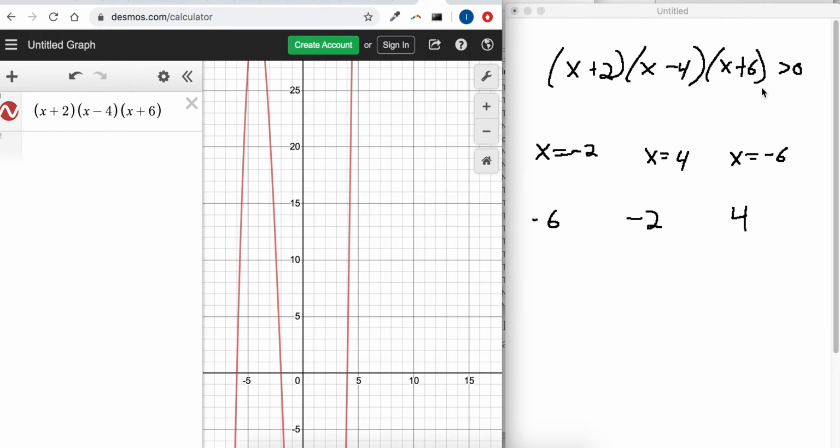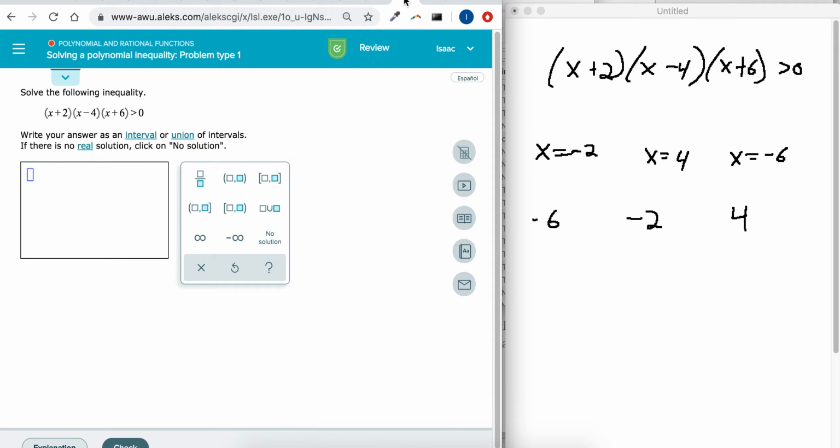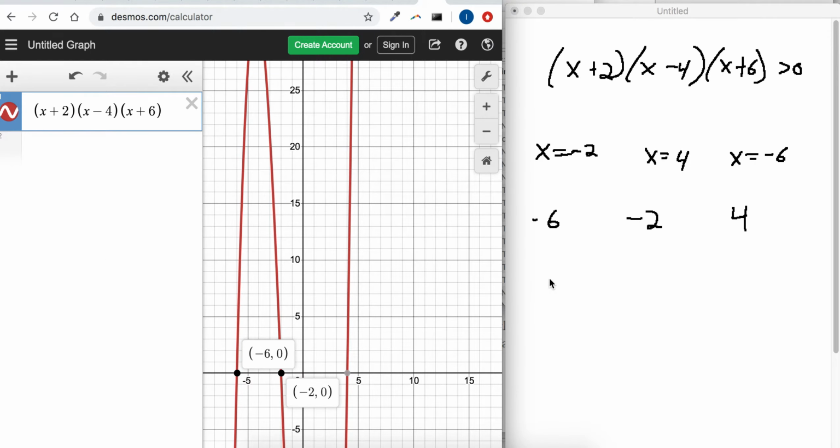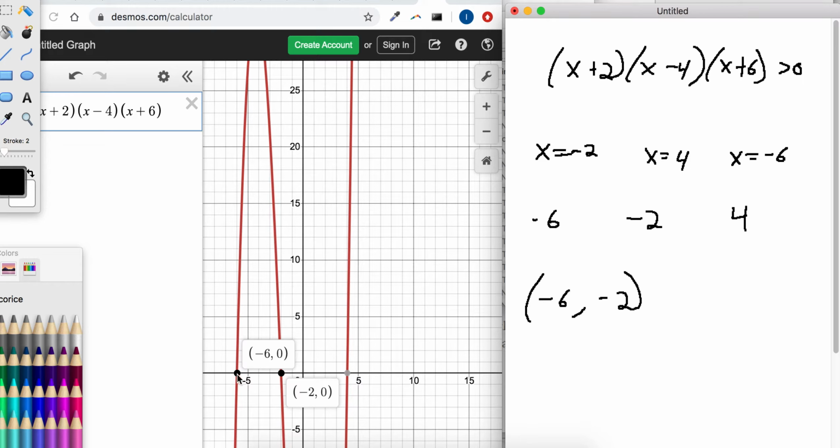So the interval there, let me go back to Alex real quick. It wants the answer as an interval, okay? So the interval there is parentheses -6, -2, because it doesn't say it could be equal to 0, right? It doesn't have this line. You'd use brackets if it had that line, but since it has parentheses, it means it can't exactly equal 0, so we have to use parentheses on this interval. Between -6 and -2, it's true because it's greater than 0.